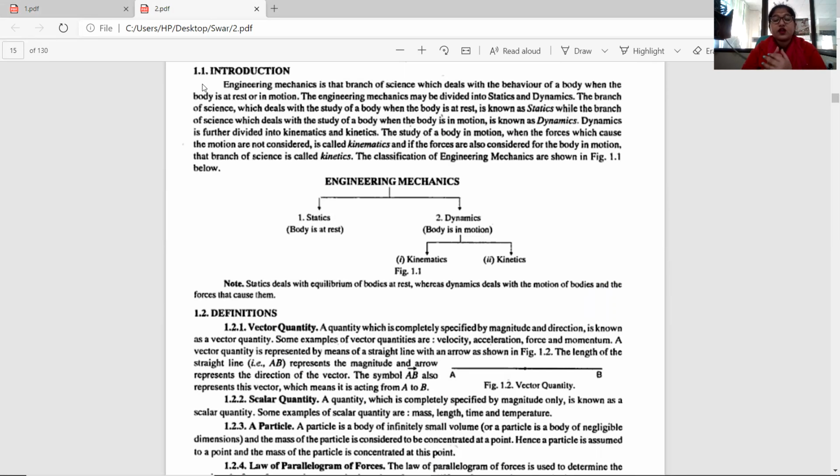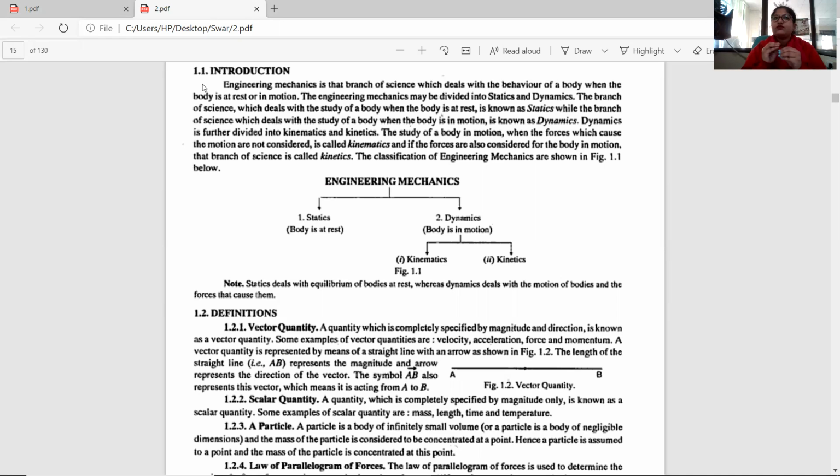What is engineering mechanics now? It is also a branch of science. There is a vast world of science, and there are so many branches of science. One branch is applied science, as we talked, and another branch is engineering mechanics. So what is engineering mechanics? Engineering mechanics is that branch of science which deals with the behavior of a body when the body is at rest or when the body is in motion. That is known as engineering mechanics.